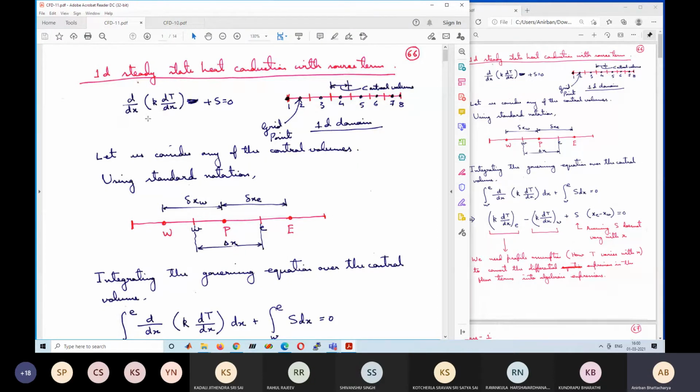Okay, all the equations will have a viscous term or diffusive term like this, d/dx of mu del u/del x, or d/dx of gamma del c/del x, or d/dx of k del T/del x. Okay, so 1D steady state, so there is no transient term. Conduction, so there is no convective term, but there is a source term, so plus S equal to 0. Okay, like just what we have seen in previous class.